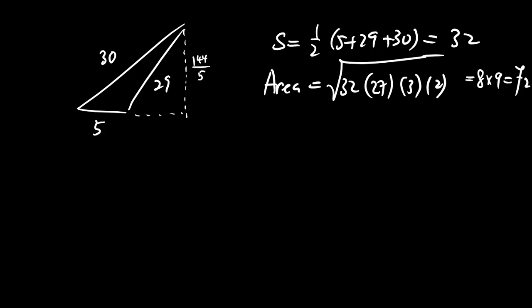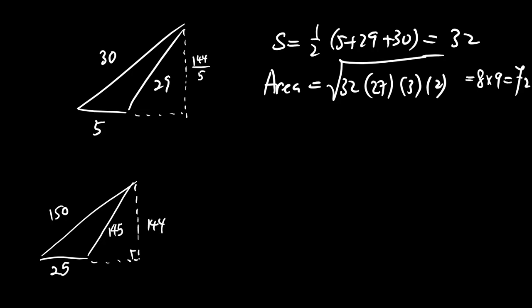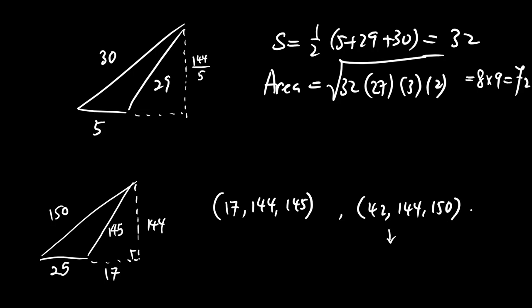But we can enlarge this triangle 5 times so that this is 25, 150, 145, and this becomes 144. After calculation, that will be 17. So the triangle 17, 144, 145 is cut from the triangle 42, 144, 150, which originates from 7, 24, 25.